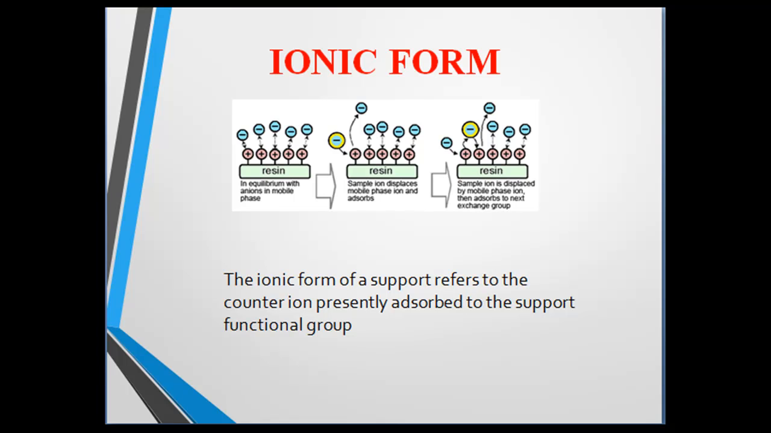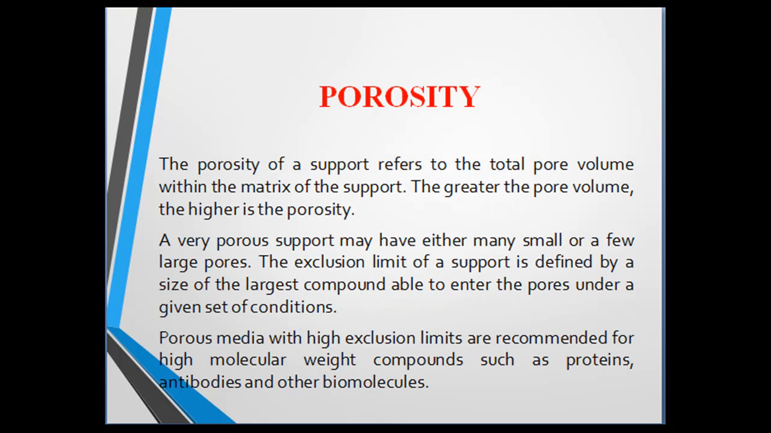Now we'll discuss how porosity influences the process of chromatographic separation. Porosity of a support refers to the total pore volume within the matrix of the support. The greater the pore volume, the higher the porosity. A very porous support may have either many small pores or a few large pores. The exclusion limit of a support is identified by the size of the largest compound able to enter the pores under a given set of conditions.